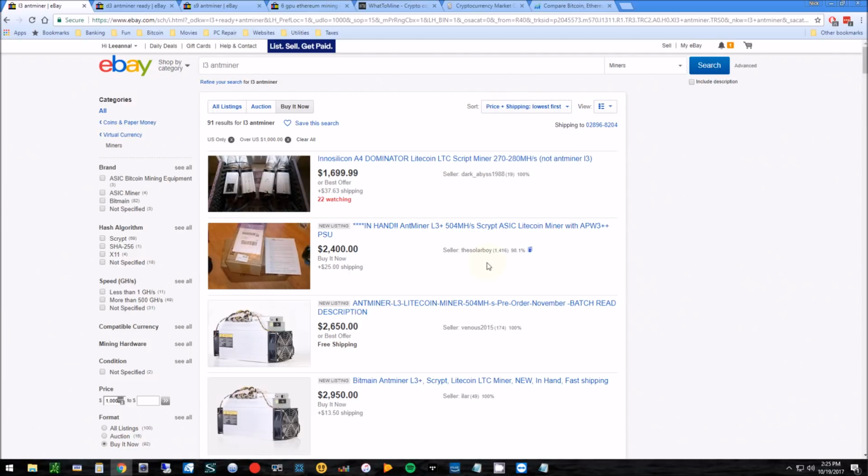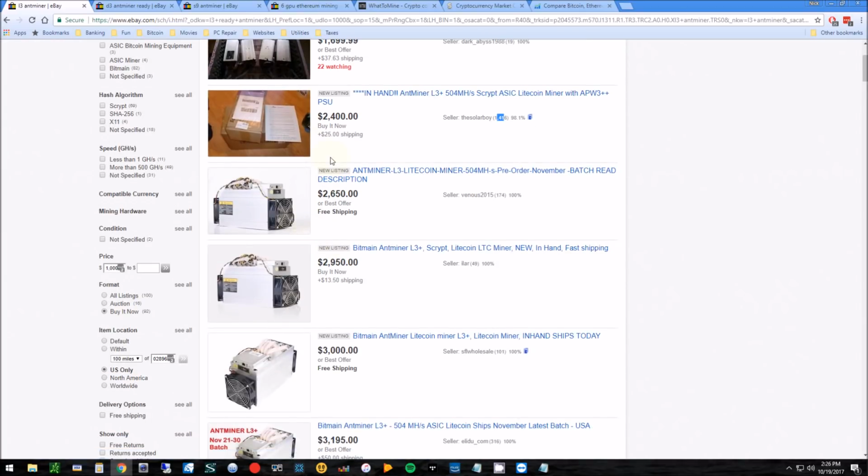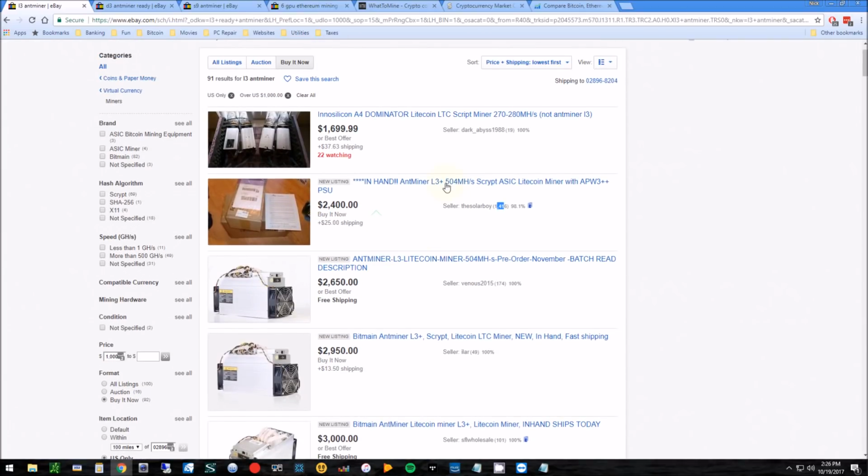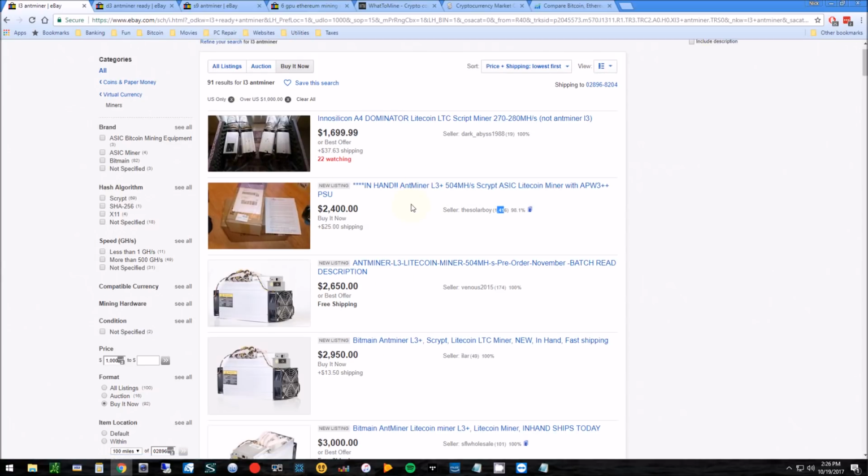Now, here's the problem. Some of these are pre-orders, so you have to sift out what's a pre-order and what's not. This one says in hand, so I'm assuming this is in hand. I'm looking at the guy's reviews. He's got plenty of positive reviews. He's going to ship it out pretty quick. And as you can see, this is actually a pretty good price, so this is probably a steal. This won't last very long, and you have to monitor eBay for these deals.